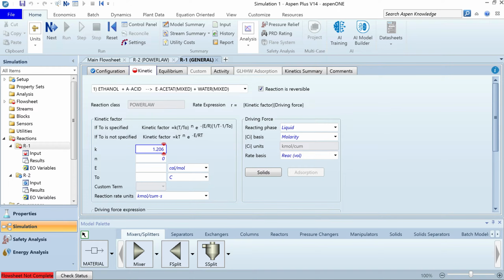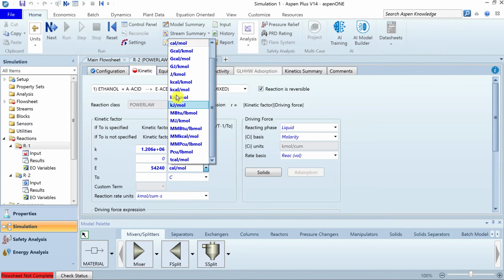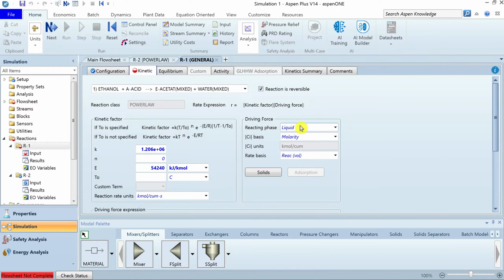That is 1.206 e power 6 as the pre-exponent factor. The activation energy of the forward rate constant is 54240 kilojoules per kilomole. The reaction phase is liquid, rate basis is the reaction volume, and the units for the reaction rate is kilomoles per cubic meter per second. Next is to define the equilibrium constant.